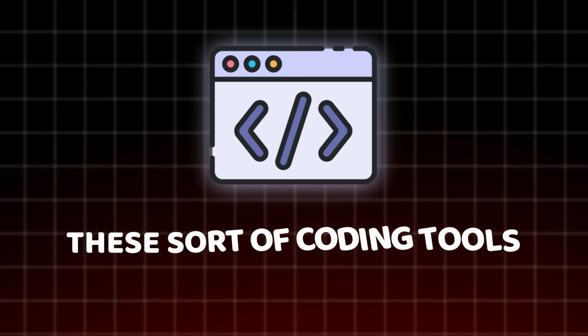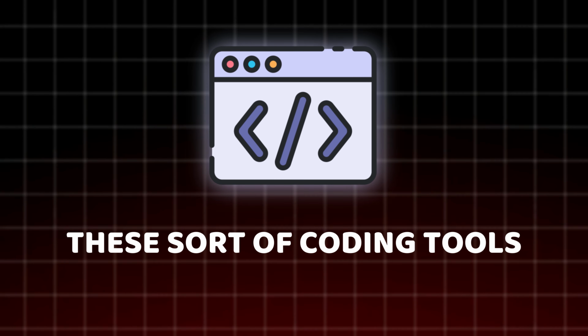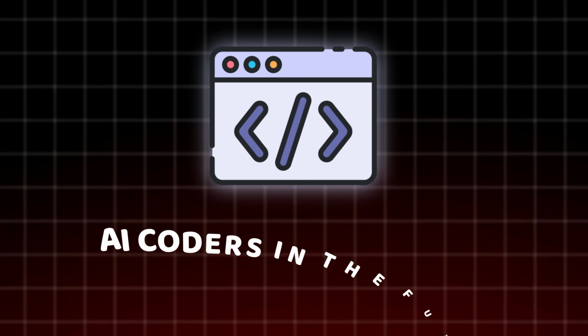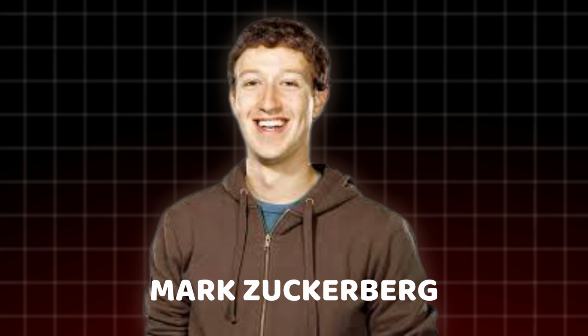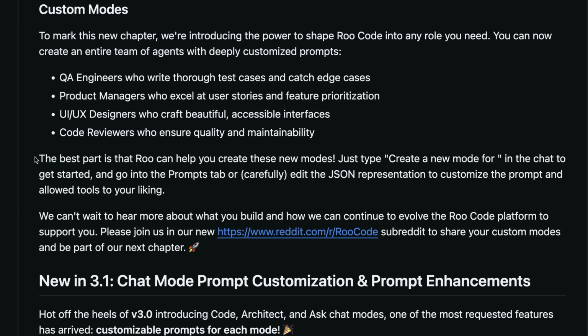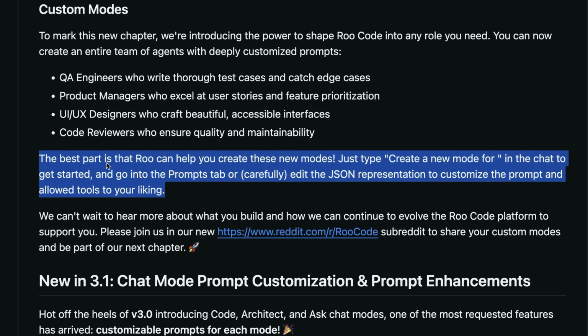It's crazy because these sort of coding tools, if you can't see it already, are going to replace human coders in the future. Mark Zuckerberg was talking about this recently. He's saying that Meta AI, his version of AI, is going to be replacing a lot of coders, especially engineers at the company. So it's pretty wild to see what's happening.